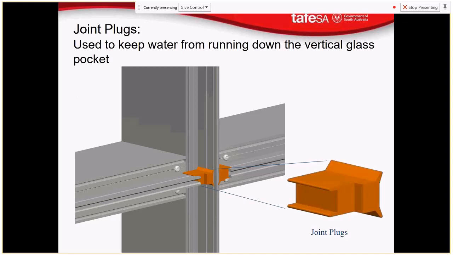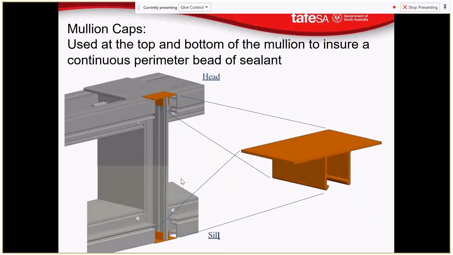For your horizontal joints, to fill in those gaps there, use joint plugs. So if you do get any water traversing down here, it's sealed from going into those horizontals. And also at the top, to help disperse water before it wants to start coming down the framing, you've got mullion caps, top and the bottom. So to ensure continuous improvement bead sealant.